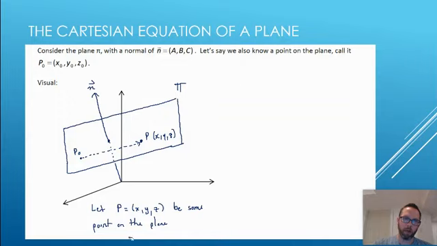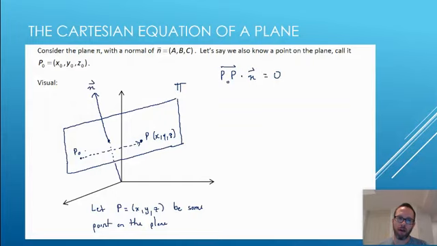So P naught is a point we know, and P is just some general point. The vector that goes from P naught to P is perpendicular to the normal, right? The normal is perpendicular to the plane. If that vector is in the plane, then the normal and that vector will be perpendicular, which means their dot product is going to be 0.